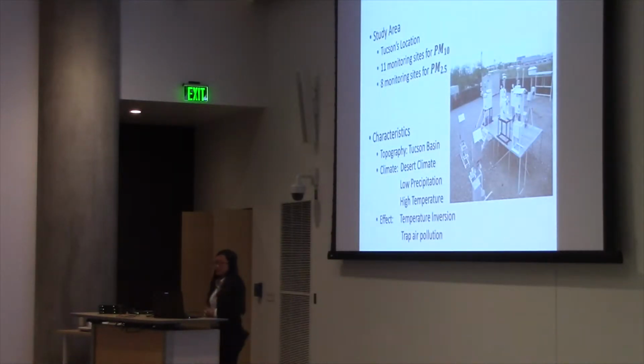So, the study area is in Tucson, Arizona. The United States Environmental Protection Agency reports data for PM10 at 11 monitoring sites and PM 2.5 data for 8 monitoring sites in Tucson. The City of Tucson is part of the Tucson Basin. It has a desert climate, it doesn't rain much, and has high temperature. Combining the basin location and the desert climate, air pollution can be easily trapped in this city.